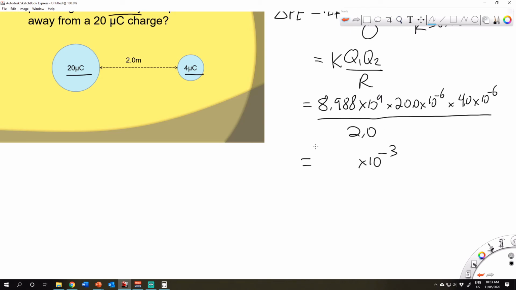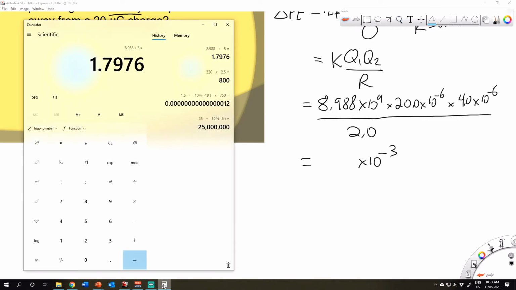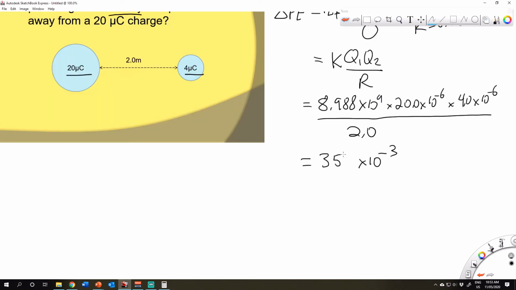And then this one ends up being 8.988 times 20 times 4 divided by 2. So this is 359 times 10 to the negative 3. I can simplify it this way. So this is 3.59 times 10 to the negative 1 joules. And to two significant figures, 3.6 times 10 to the negative 1 joules.